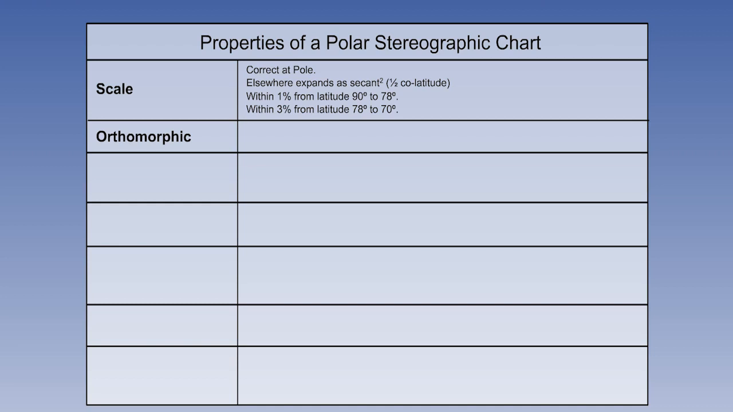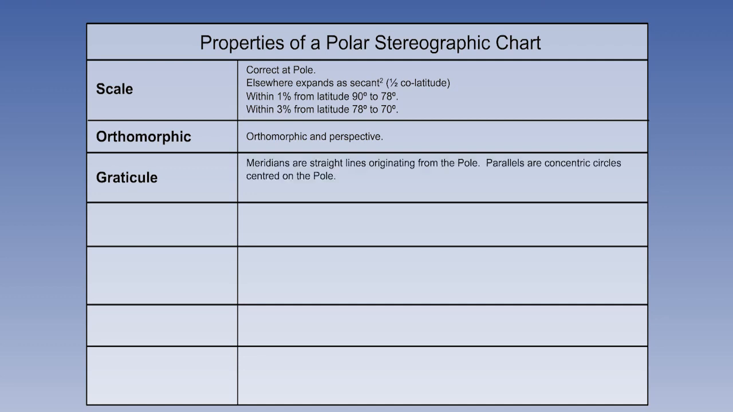The projection is orthomorphic. All charts used for navigation must be. In fact, this one is both orthomorphic and perspective, and is the only one of our projections which is. We've seen the graticule. Meridians are straight lines originating from the pole. Parallels are concentric circles centred on the pole, with the distance between them increasing as the secant squared of the co-latitude.